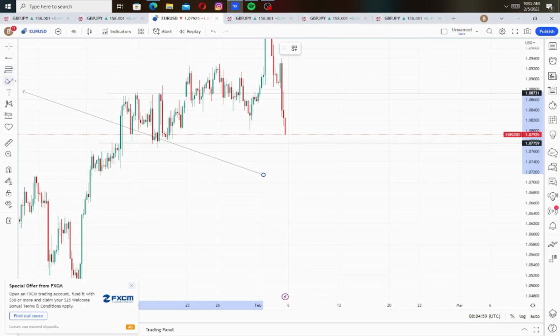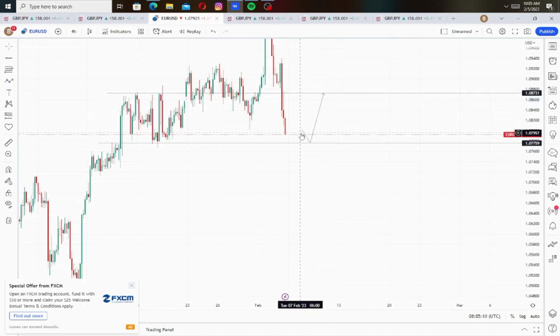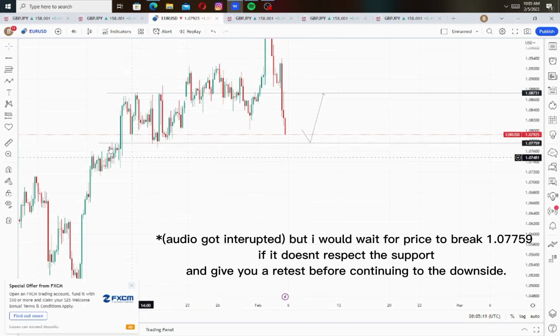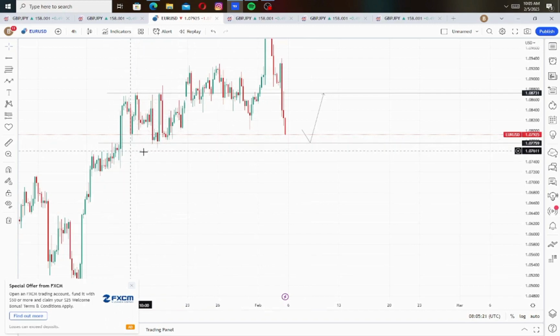But what I hope for is that it comes to this level right here. Sorry about that, because it's been giving me support and resistance, or it's been resisting this key level here, resistance right here, support right here. So what I am hoping for is that it comes all the way down here, gives me that resistance right here and goes out, or breaks below, gives me that retest and goes down. But we'll see what happens around this area.